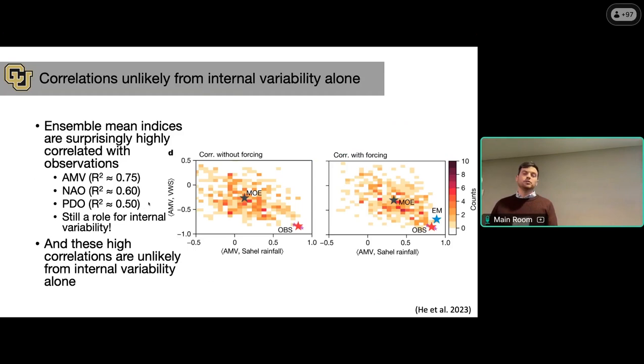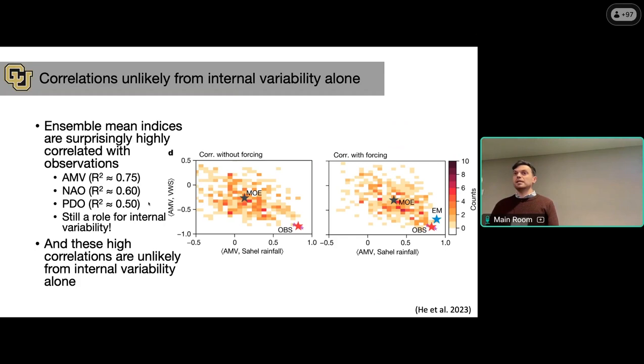So this plot here on the left is kind of a 2D histogram of the correlation between, on the y-axis, the AMV and vertical wind shear in the main development region, and the AMV and Sahel rainfall on the x-axis. And so in runs without forcing, so these are just historically forced runs with the ensemble mean removed, these two AMV impacts seem to be unrelated. These correlations are more or less centered on zero. So if the AMV and vertical wind shear go together, it doesn't necessarily have to mean that Sahel rainfall is changing too, which is kind of interesting.